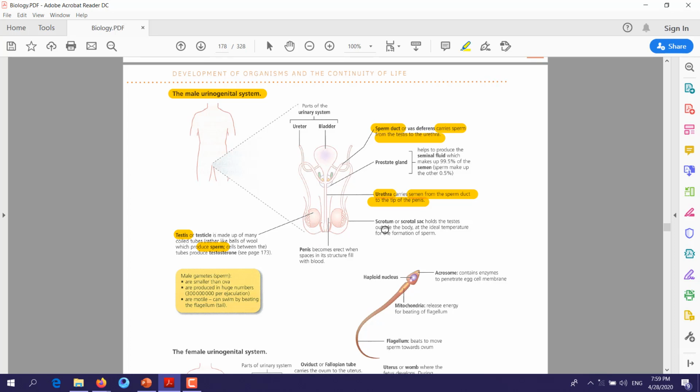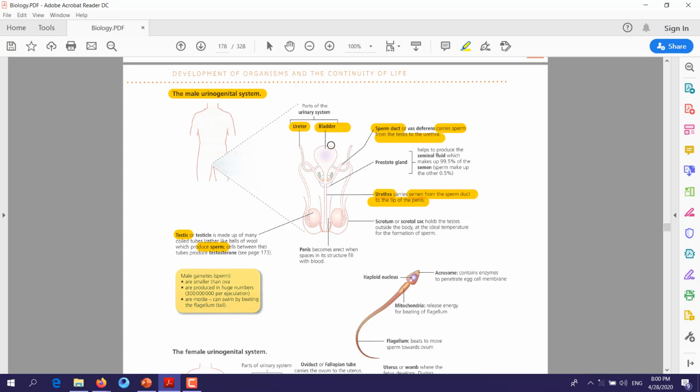Now I have talked about the reproductive system. Let's talk about the parts of the excretory system. The parts of the urinary system are the ureter and bladder. The ureter comes from the kidney. When the kidney filters the blood, it makes urea and then urine. So it comes through the ureter, then reaches the bladder.